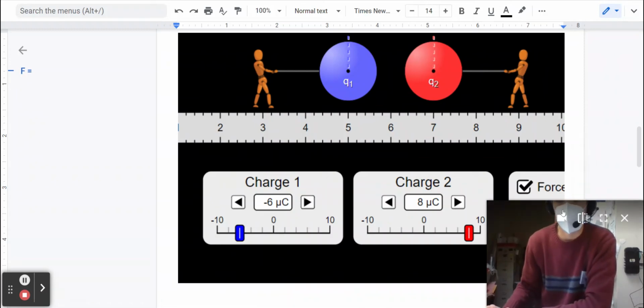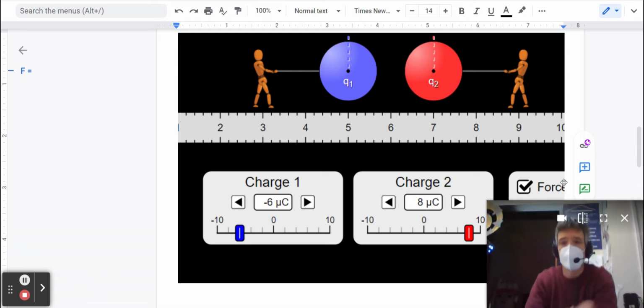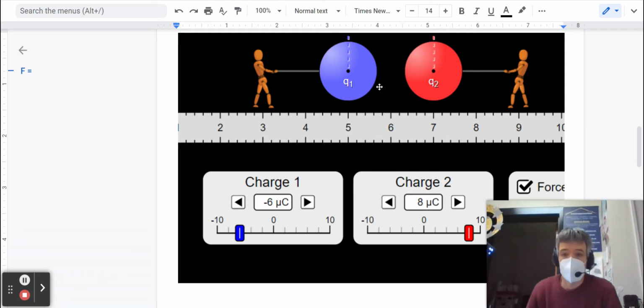Hey team, we're going to just go over another example. And this one, we're not going to have the answers up there at the top.